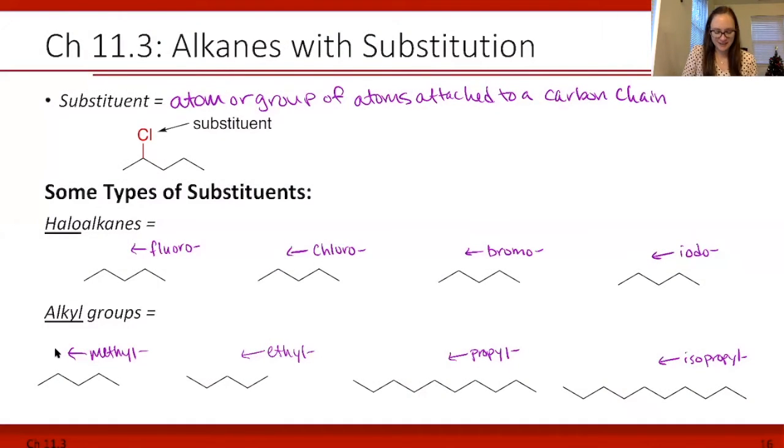Hey guys, today we're going to be talking about substituted alkanes. So the first thing that we'll talk about is what is a substituent or a substitution. That is an atom or group of atoms attached to a carbon chain. This is often also called branching. Let's write that down.